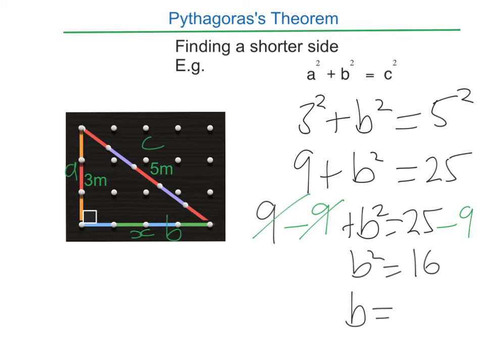What's stopping B being by itself now, or B being the subject, is the squared. So I need to do the opposite of squaring, which is square root. Square root both sides of the equation. The square and the square root are opposites or inverses, so I end up with just B on this side. B squared square rooted goes back to being just B. On the right hand side of the equation, the square root of 16 is 4. So the answer for this triangle is that this side here, B, is worth 4 meters.